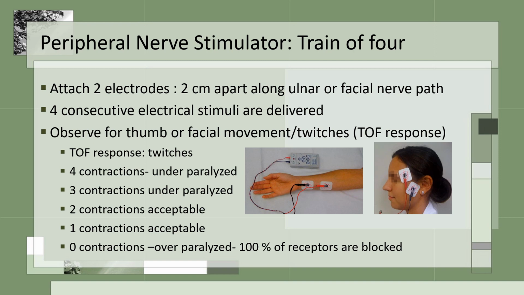If they deliver the 4 electrical stimuli and there are 0 contractions, the patient is over-paralyzed, and this means that 100% of the receptors are blocked, and they will need to back off that paralytic agent.